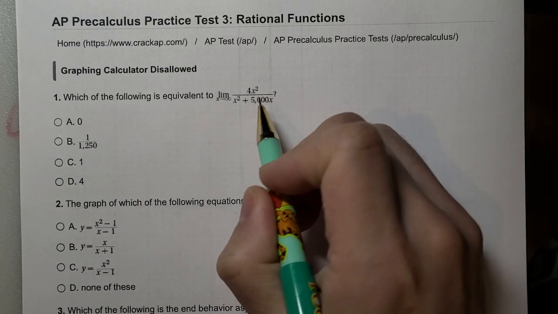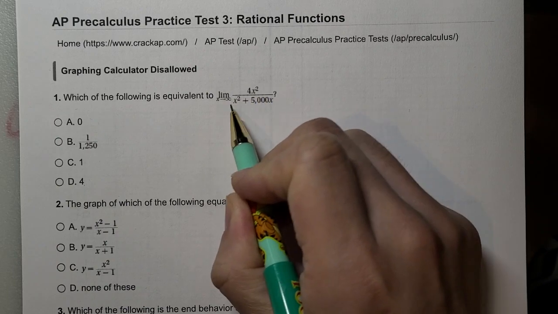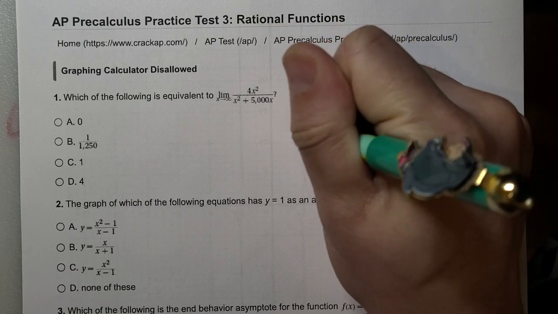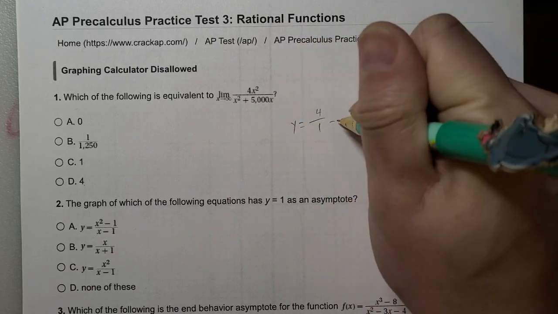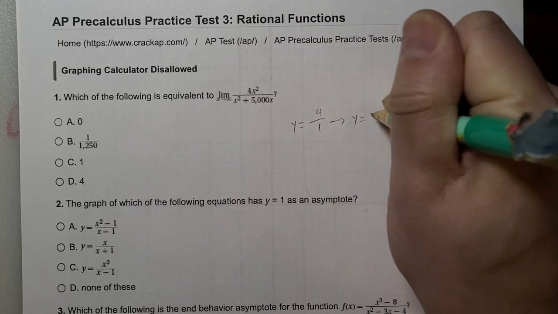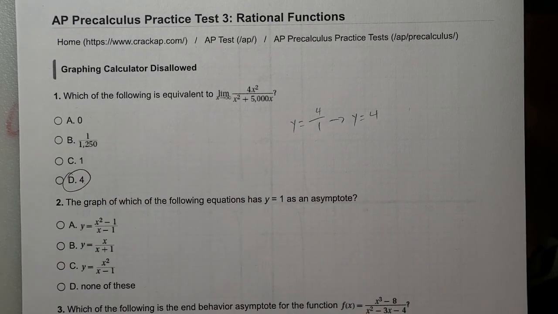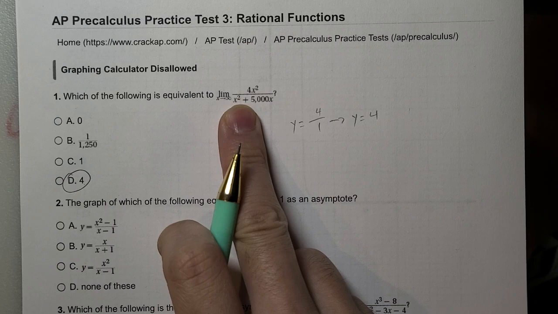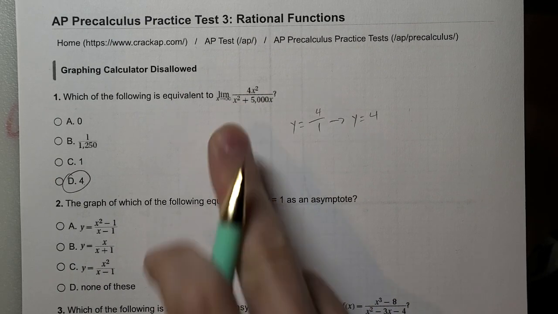What is the horizontal asymptote in this case? We check the degrees, they're the same, so we take the ratio of the leading coefficients. So it would be 4 over 1. The horizontal asymptote will be y equals 4 over 1, which is y equals 4. Answer is D.